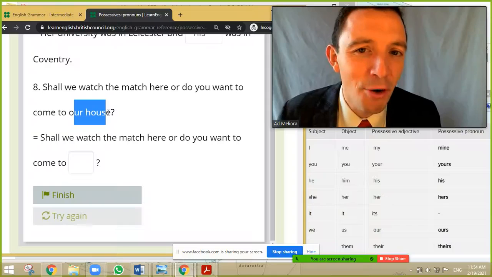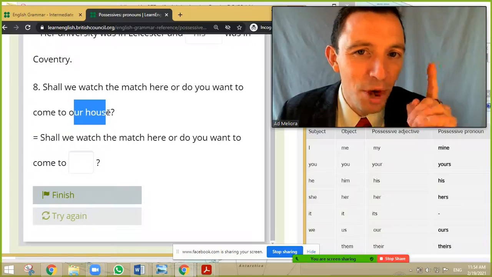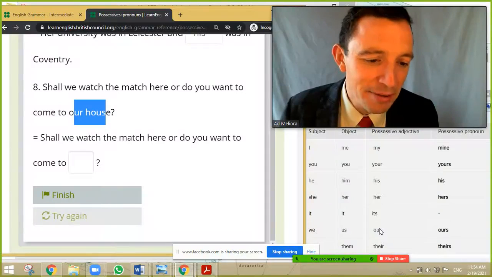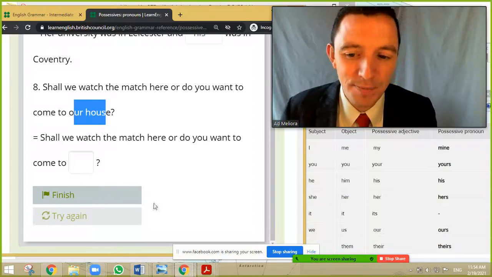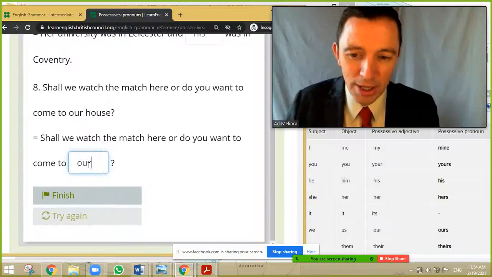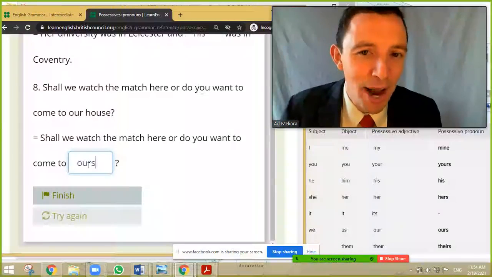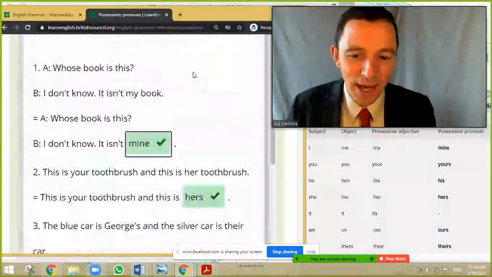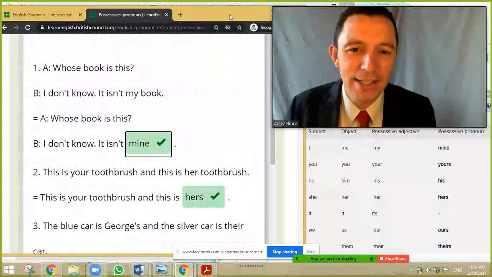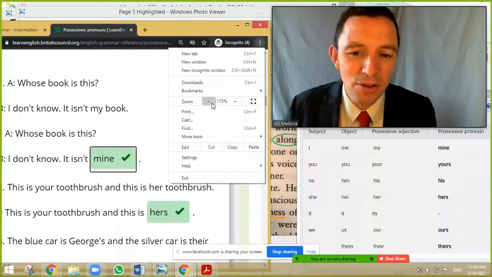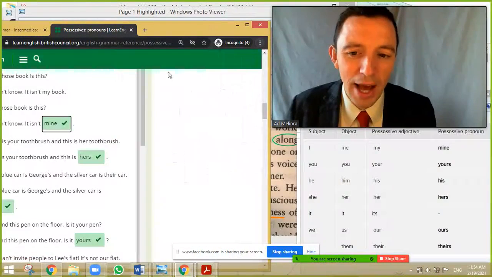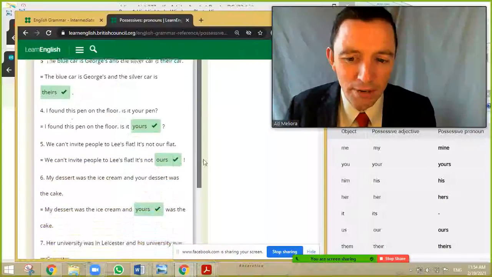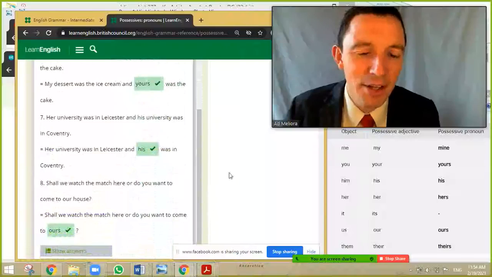So how do you transform our house into one pronoun? And again, if you need help, look at the list. Our is the adjective and the pronoun is ours. Okay, so it is possible we have some errors, it is possible we have some mistakes, but let's see if we check the answers. Oh, and I think I didn't see it because of the size, so I'm going to zoom out just to check the answer. And here we go. Everything looks good. 1, 2, 3, 4. Okay, perfect. Everything is correct. Well done.